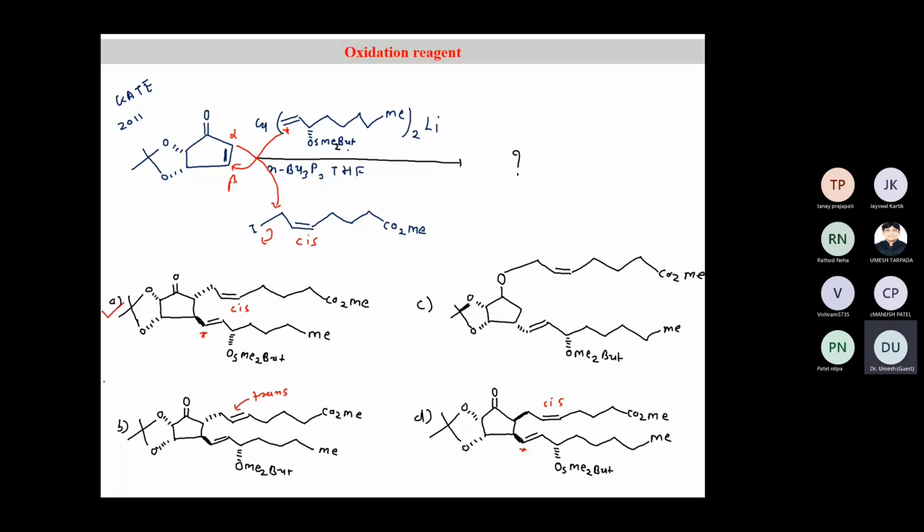Answer becomes option number A. So this is about applications of Gilman reagents. Now the rest of the oxidizing reagents we are going to finish tomorrow. Thank you very much.